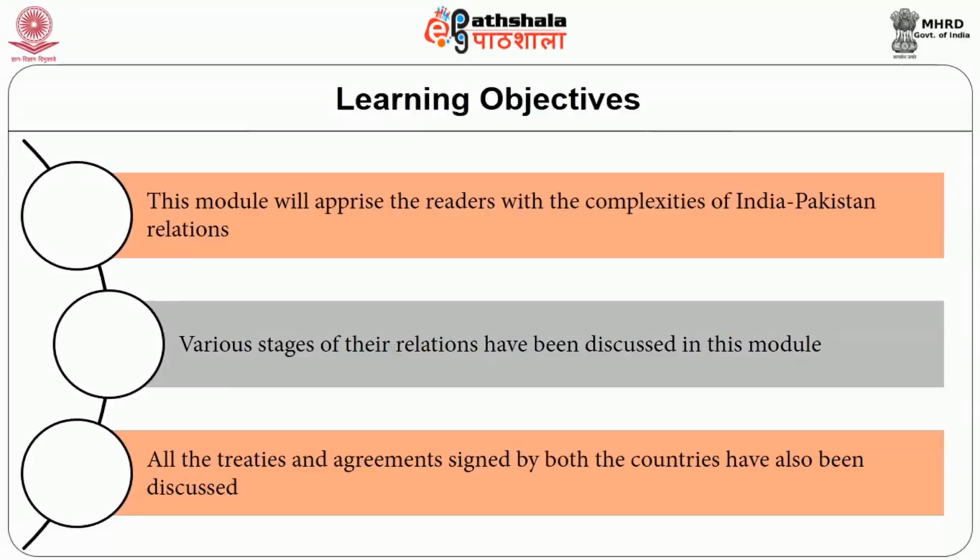This module will apprise the readers with the complexities of India-Pakistan relations. Since their independence, both the nations are trapped in the vicious circle of competition, conflict and war. The period of peace between them has been only for a temporary phase and full of suspicion and doubts. This module will inquire into the reasons responsible for their strained relations. Various stages of their relations have been discussed in it. All the treaties and agreements signed by both the countries have also been discussed.